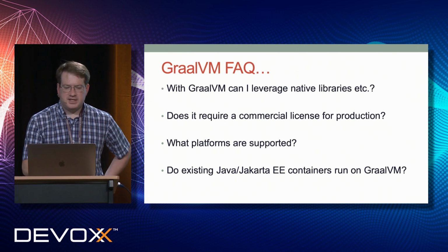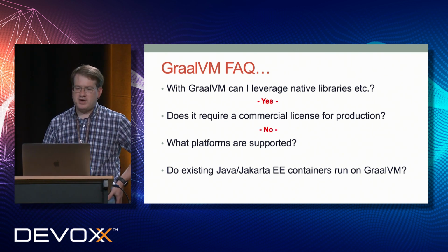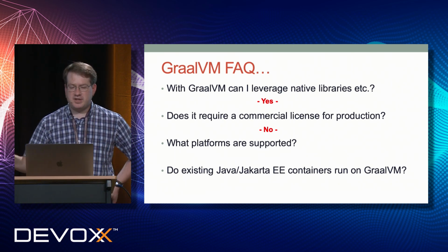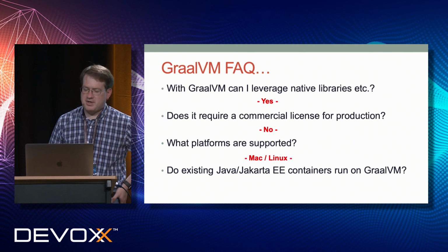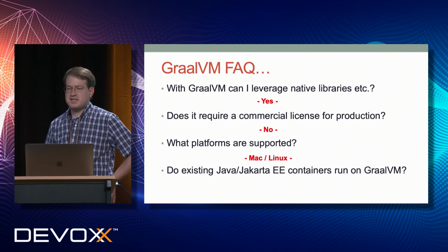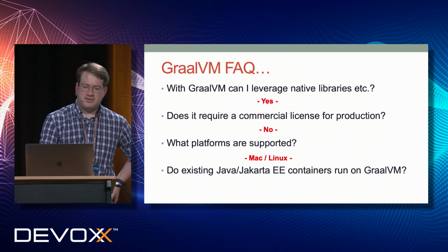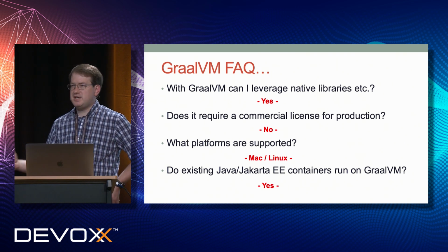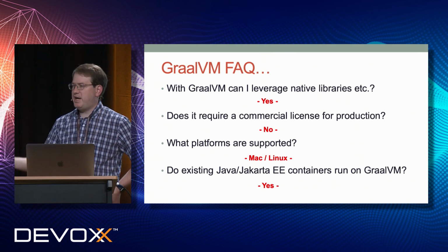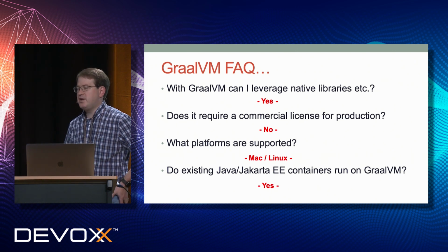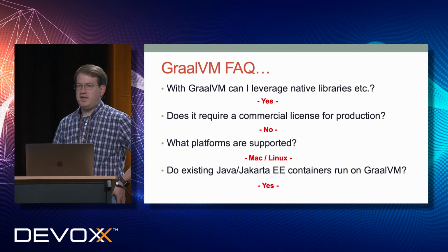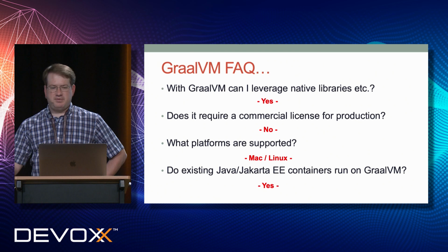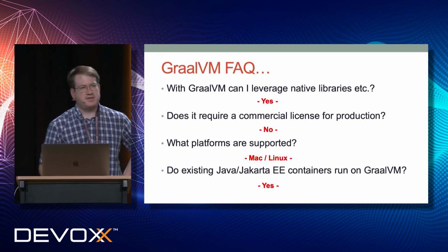With Graal, can I leverage native libraries, etc.? Yes. Does it require a commercial license to use in production? No. You can use everything that I'm covering in this presentation in production without buying a license. What platforms are supported? Currently only Mac and Linux. And do existing Java EE, Jakarta EE containers run on GraalVM? The answer is yes. You can take your existing Glassfish, Payara, TomEE, or Tomcat container and run it unchanged, unmodified on GraalVM. There's really no difference. It's baseline Java, and you put your container on it and get all of the additional features with it.